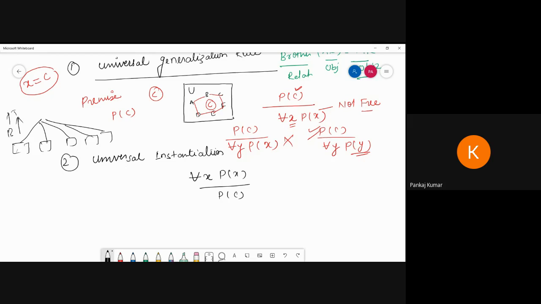But instantiation, we have to go top to bottom. Now different different things, and we have to conclude one small thing. So that is the top to bottom. So that is a universal instantiation. Okay, so that is the difference between the generalization rule and the universal instantiation rule. Okay, so these things we can define. Is it clear?